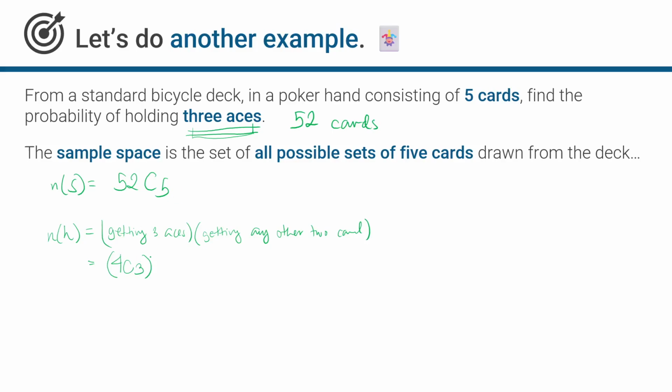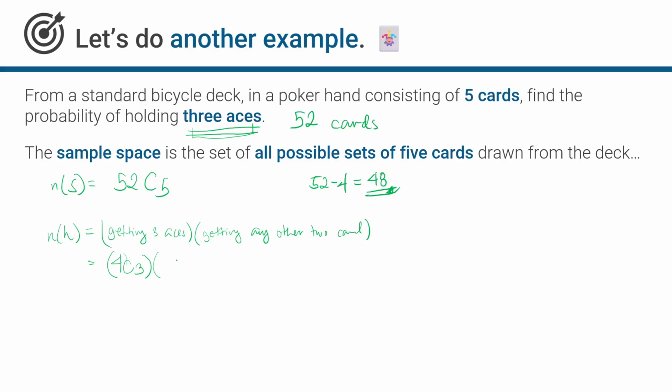And among all of those 4 aces, we're just going to be getting 3. And then, getting any other 2 cards. So this means that let's take out from the 52 the 4 aces that we get. So we have 52 minus 4 equals 48. Therefore, we only have 48 cards left, if we're considering the 4 aces at all.